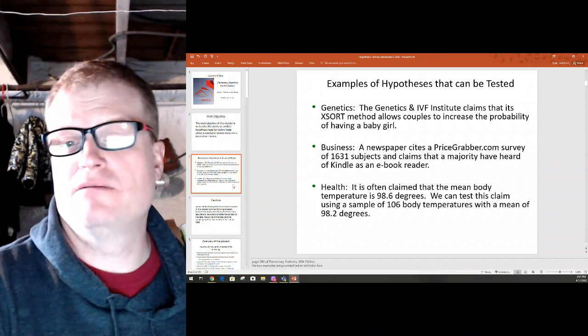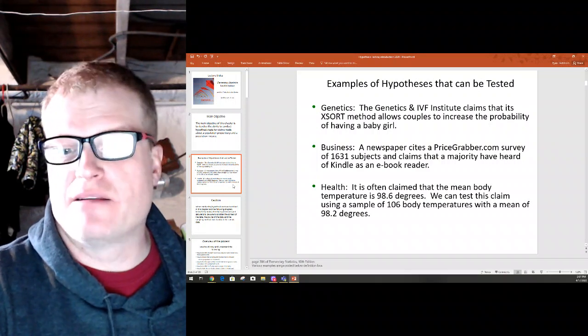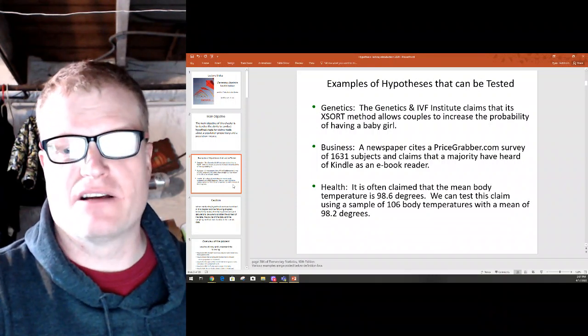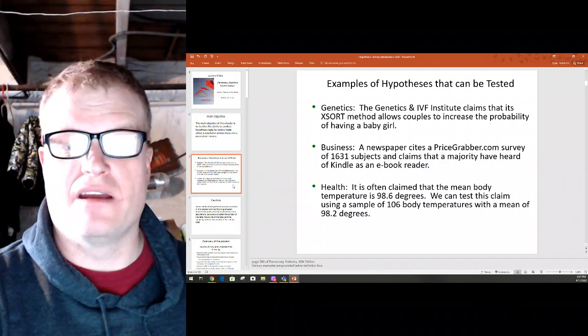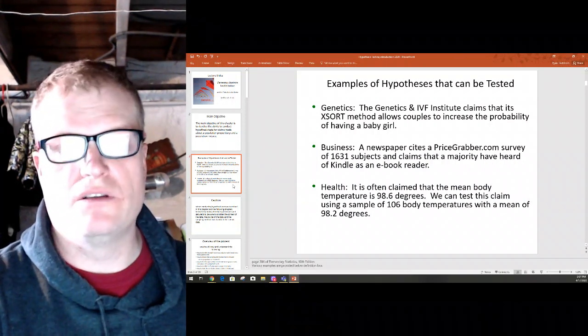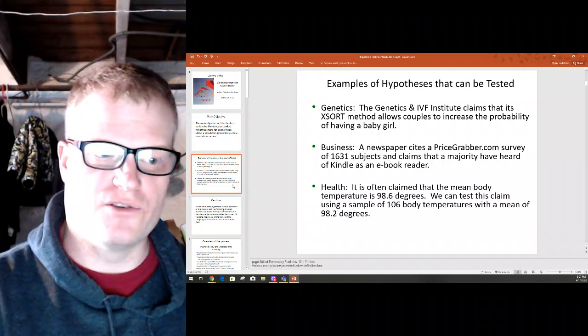And also in health, it's often claimed that the mean body temperature is 98.6 degrees. We can test this claim using a sample of 106 body temperatures with a mean of 98.2. We'll look at that example in a future video.